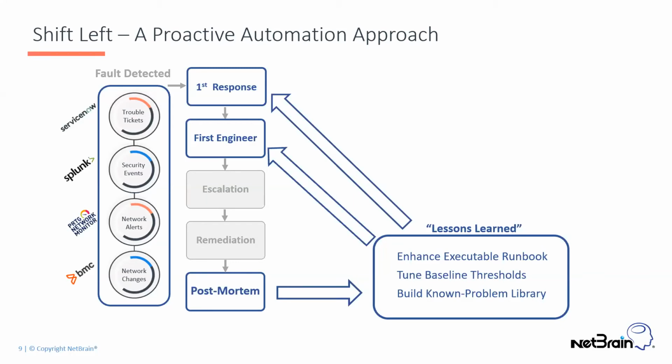Secondly, the tuning of the NetBrain baseline thresholds to better inform of deviations when a problem strikes. And finally, the codifying of the operational steps to resolve problems that are seen to recur or repeat, so that these common or well-known problems can be more quickly isolated with automation should they happen again.